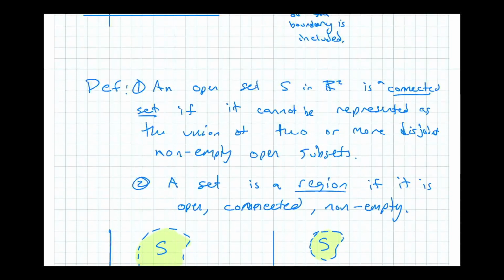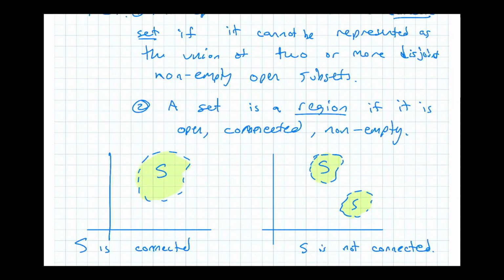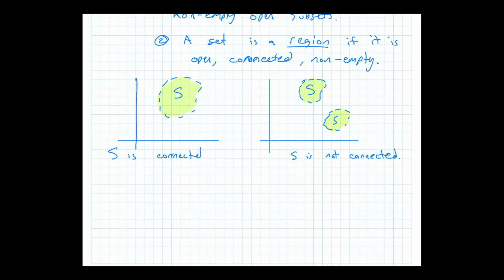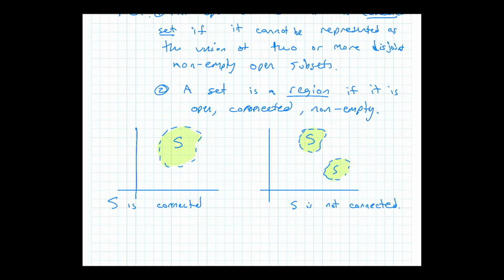And that's what they're talking about when they say if it can't be represented as the union of two or more disjoint non-empty open subsets, right? So here, each of these could be in its own subset. That's what makes it not connected. But visually, it's just this. Okay, so that's connected versus non-connected. And also, region just means open, connected, and non-empty, right? Means there's got to be something in the set.